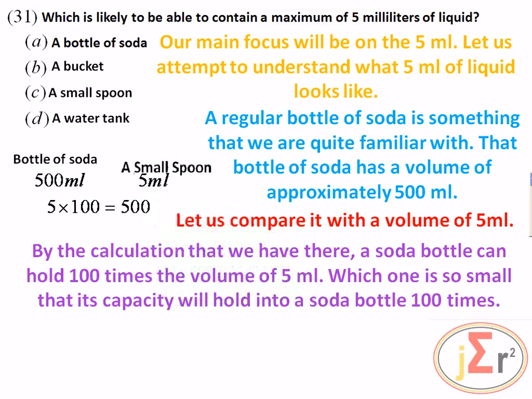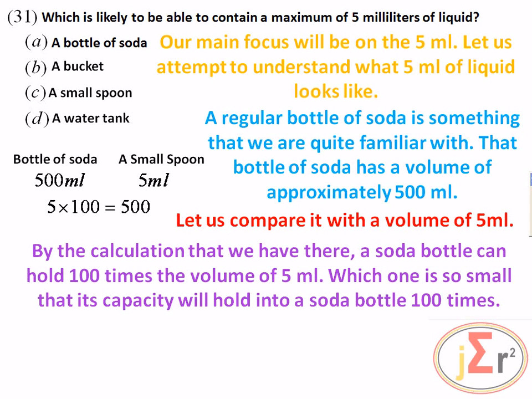A small spoon. Now we are making reference, making a comparison, and we are using a soda bottle as our item of reference. We are quite familiar with the soda bottle. If we are using something as our item of reference, it must be something with which we are quite familiar. Surely we are quite familiar with a soda bottle. There's no difficulty in that.